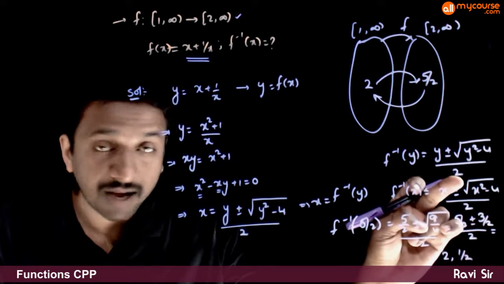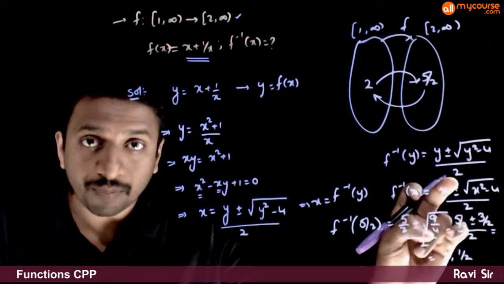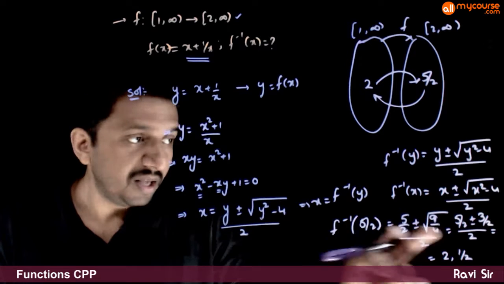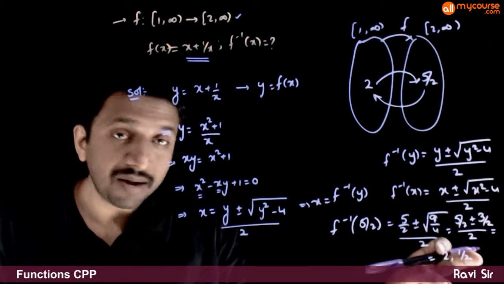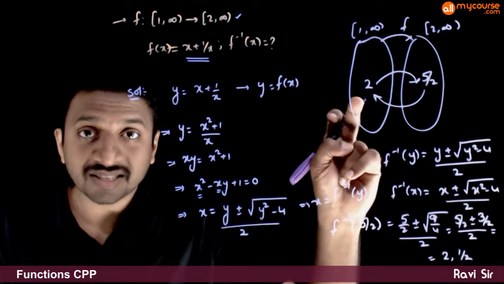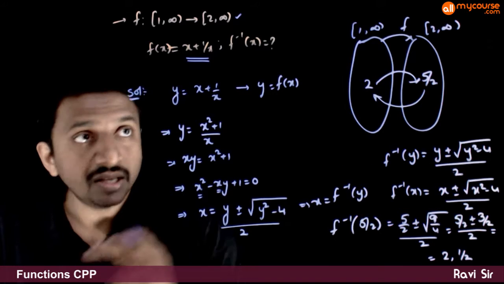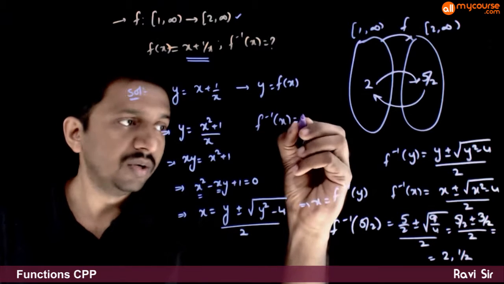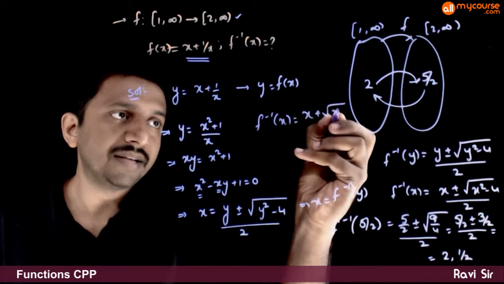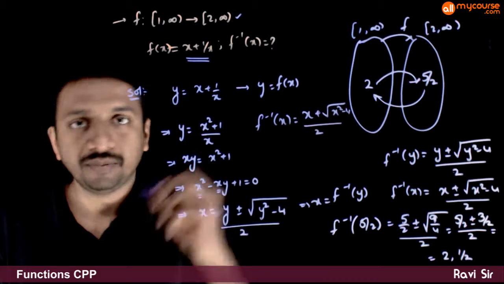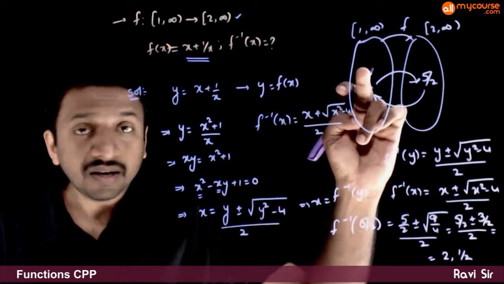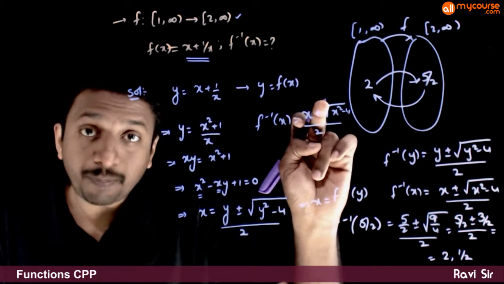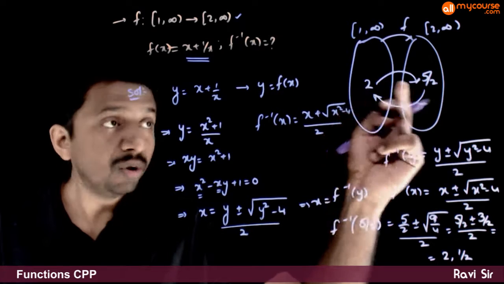So if you take the function f inverse of x with plus, you're getting 2 back from 5 by 2. If you're taking minus as the sign, you're getting 1 by 2, which is not satisfying this function. So f inverse of x has to be equal to (x plus root of x square minus 4) by 2. Because if f is taking 2 to 5 by 2, this plus function is bringing back 2 from 5 by 2.